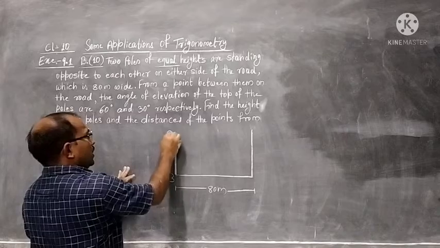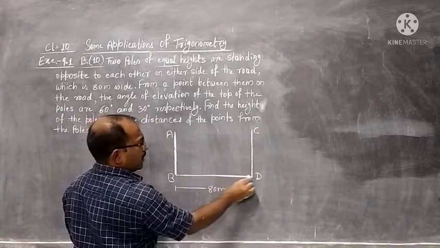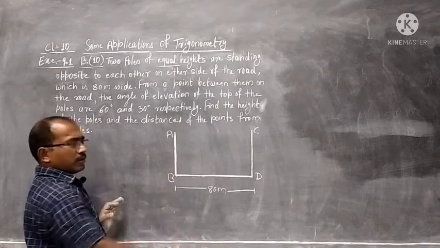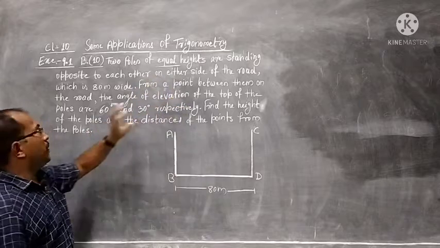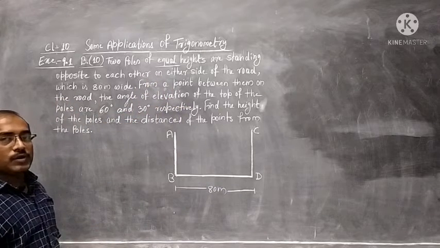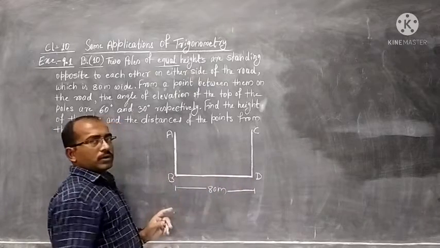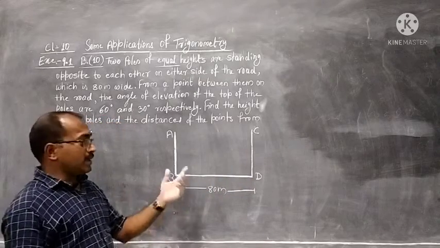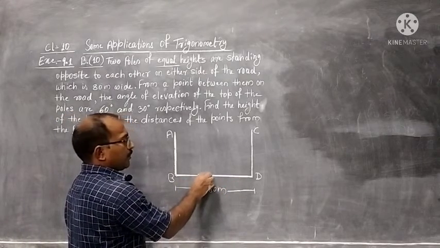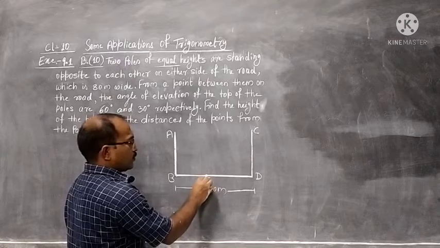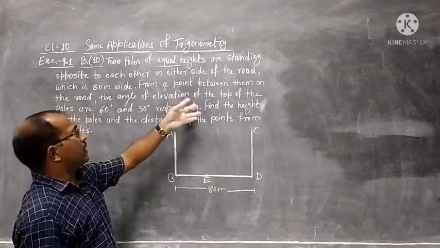Suppose AB is one pole, CD is another pole. So automatically we get this BD is the road, 80 meter wide. Next we see from a point between them on the road. That means the observing point is somewhere between the poles on the road. Between doesn't mean exactly in the middle, just somewhere between. So this point is E, the observing point. Whatever is happening is happening from this point. What is happening? Let us see next.